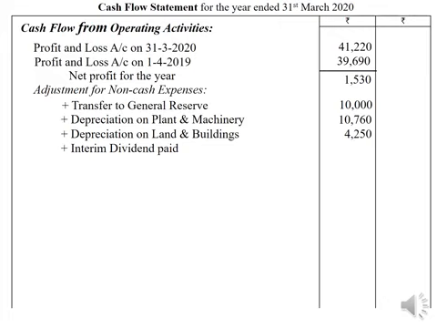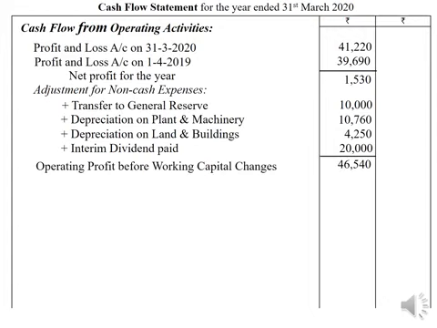Then interim dividend paid is given in the problem. Rupees 20,000 has to be added back. That will be considered as outflow while determining cash flow from financing activities. Therefore, it is added back over here. Then adding these items, we get 46,540 as operating profits before working capital changes. Next, adjust the increase and decrease in current assets and current liabilities.